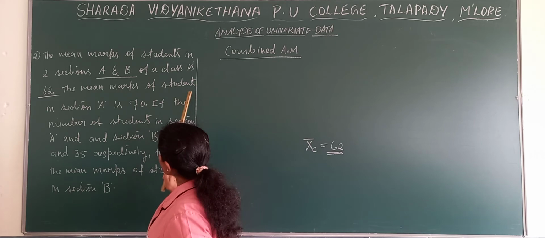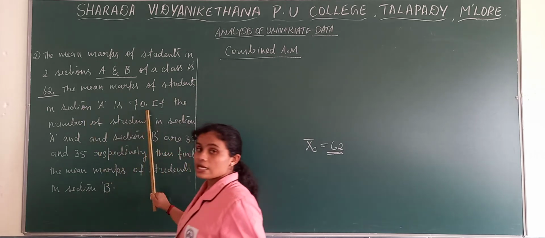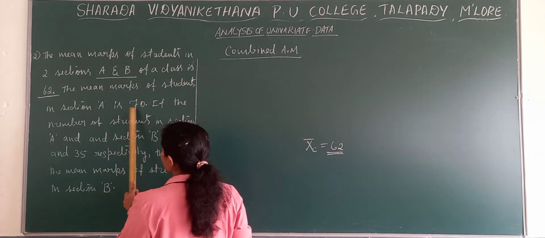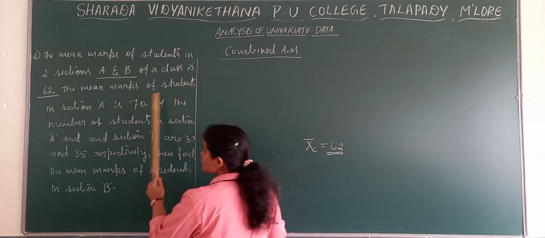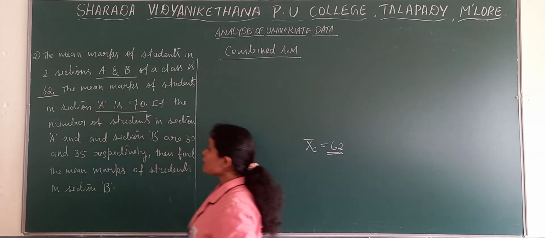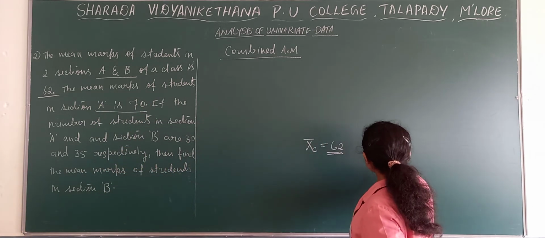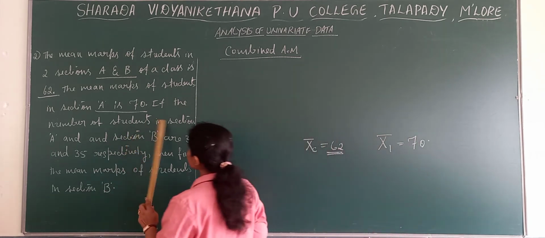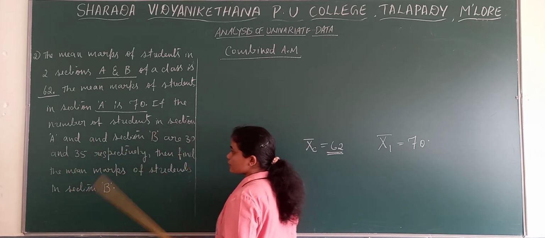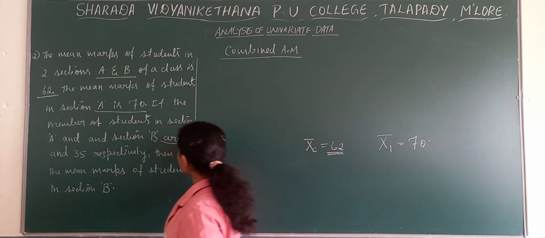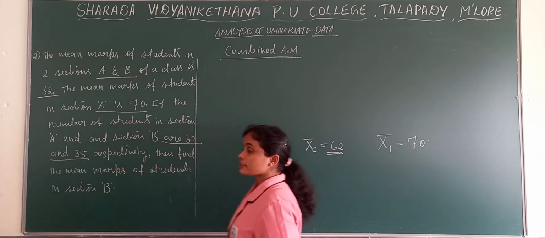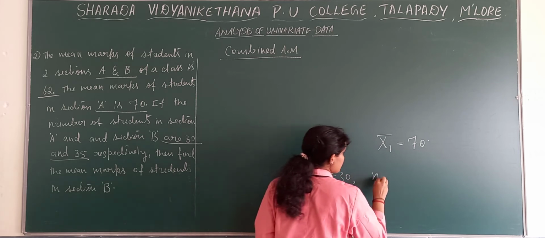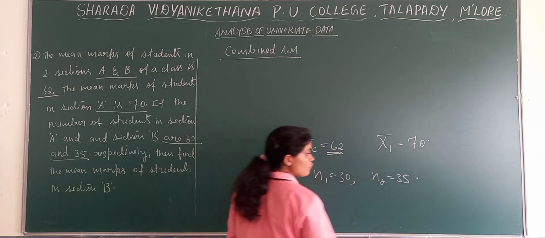The mean marks of students in section A is 70. Here they have not given the number of students, just the mean marks of section A is given, that is 70. That is nothing but x bar 1 is 70. Then the number of students in sections A and B are 30 and 35. What is this 30 and 35? These are the numbers of students. n1 is equal to 30, then n2 is equal to 35.